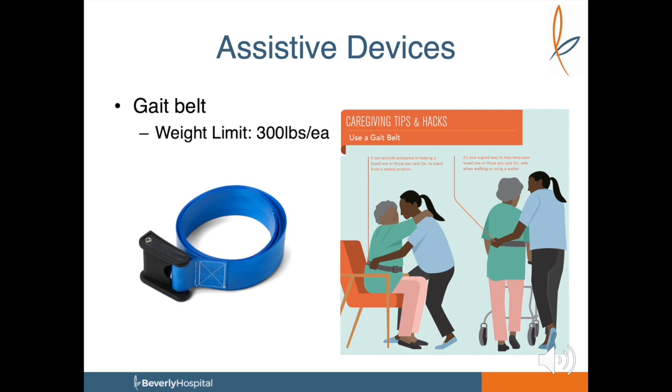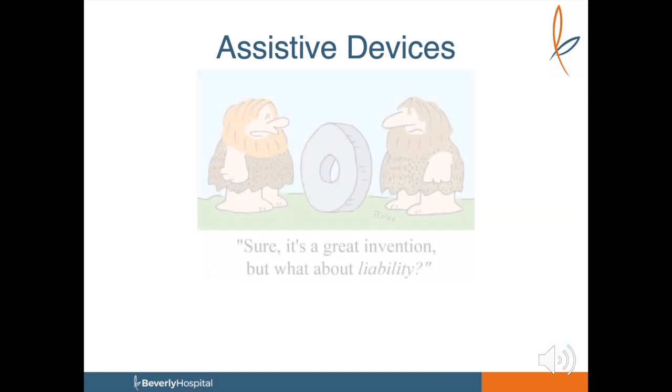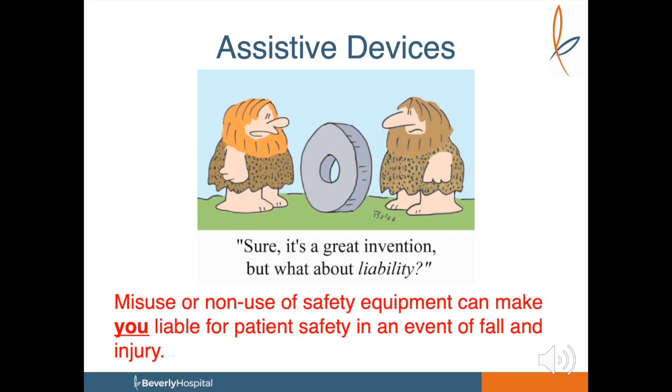You should never lift the patient with the gait belt. While the belt may provide some level of lifting assistance, it was never designed to be a tool to provide total lift for the patients. Please keep in mind, any misuse or non-use of safety equipment mentioned can make you liable for patient safety in an event of fall or injury.